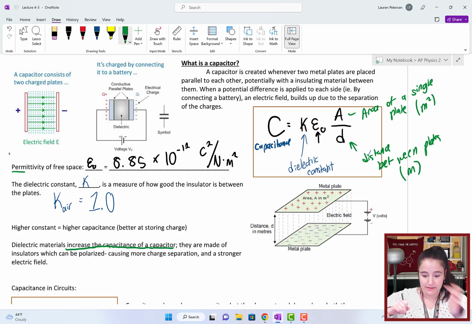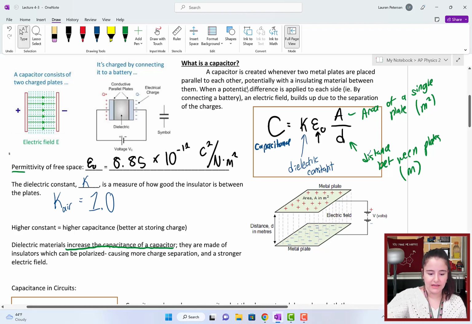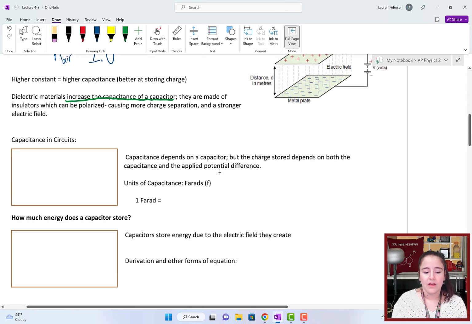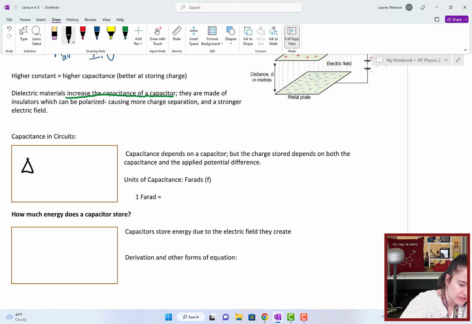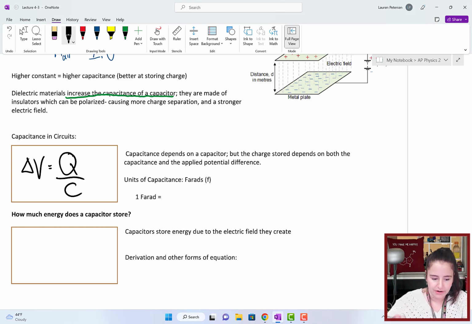Also in meters. Okay. So that's what a capacitor is. Now in circuits, the capacitance depends on the capacitor. But on your equation sheet, it's written as delta V equals Q over C. So if we rearrange that, we can see C equals Q over delta V. So basically, capacitance is how good a capacitor is at storing charge, how much charge it will store when a certain potential difference is applied.